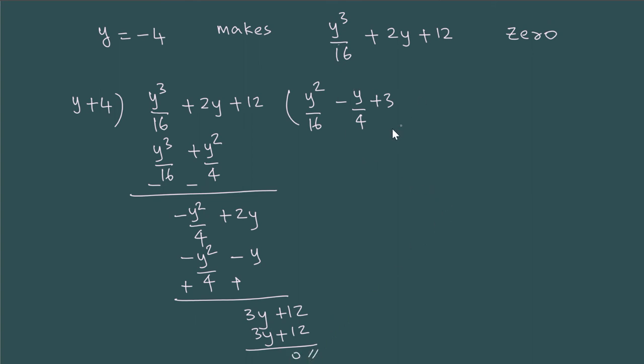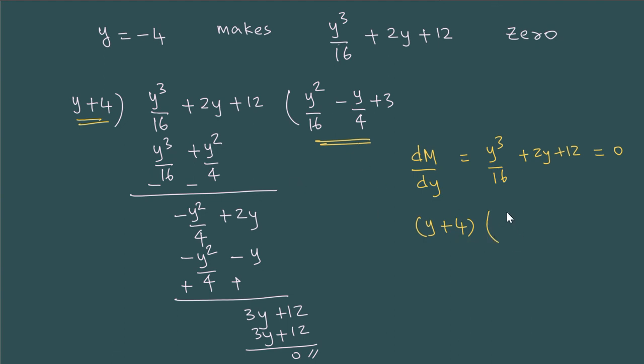So y plus 4 is one factor of this expression. So the other factor is this. Now, what are we really aiming at? This dm by dy is actually y cube by 16 plus 2y plus 12, which we want to be 0. So in that process we have one factor. We identified one factor by guessing y plus 4, the other factor by this synthetic division, which is y square by 16 minus y by 4 plus 3.